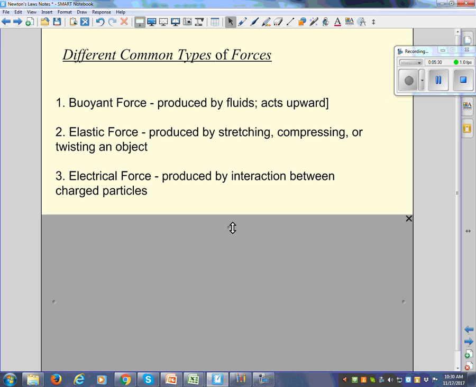Electrical force is produced by the interaction between charged particles. You learned about this in grade 9, grade 10, right? Two positives repel each other, positive and negative attract each other. That'd be an example of electromotive force, right? When you rub the old balloon on your head, right? Electrical forces. You got your socks in the dryer that are stuck to your pants, and then you come to school with the socks stuck to the inside of your pant leg. That happens to everyone, right?